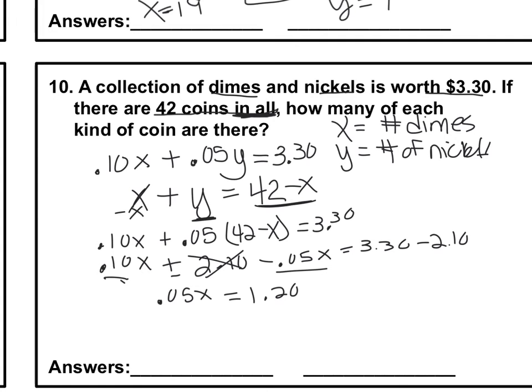Oops, put wrong number there. 1.2 divided by 0.05 equals 24. So x equals 24. So I've got 24 dimes.